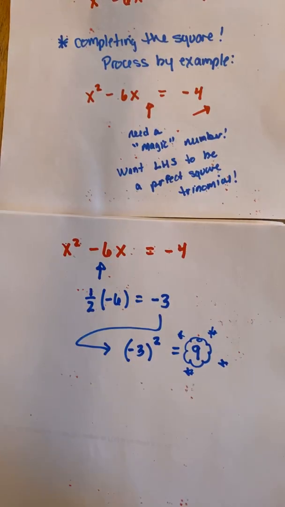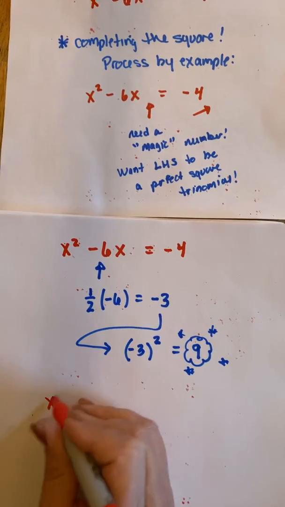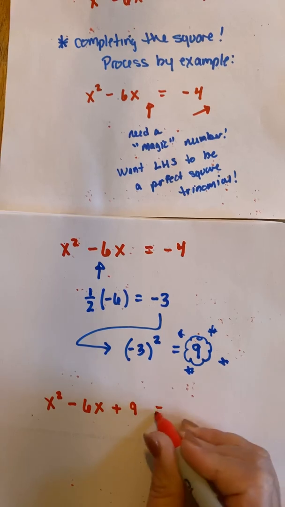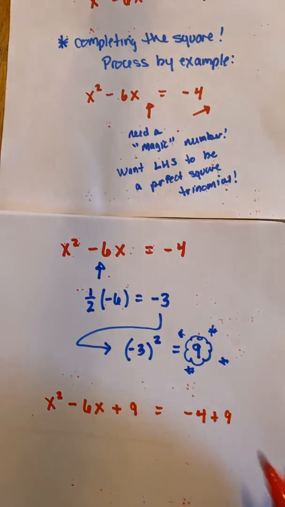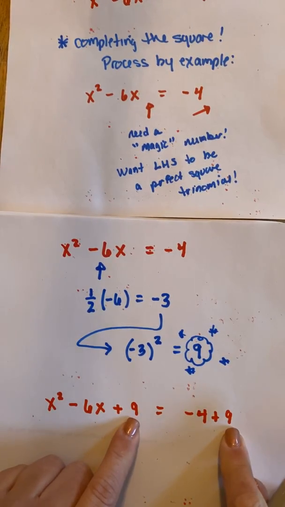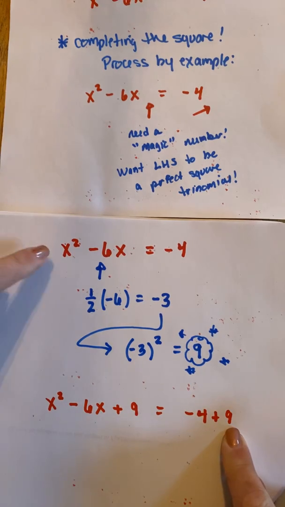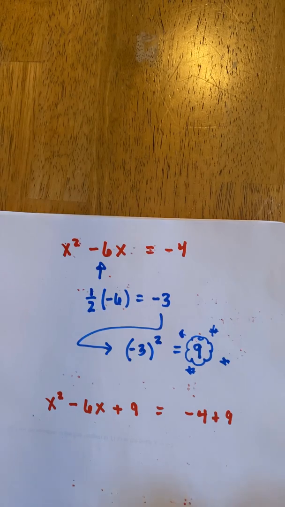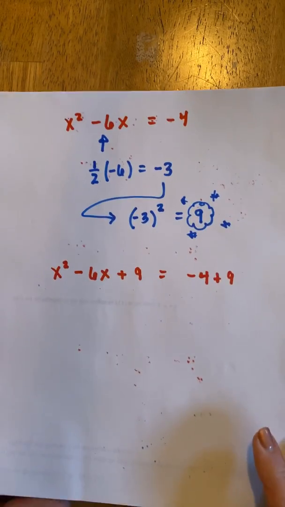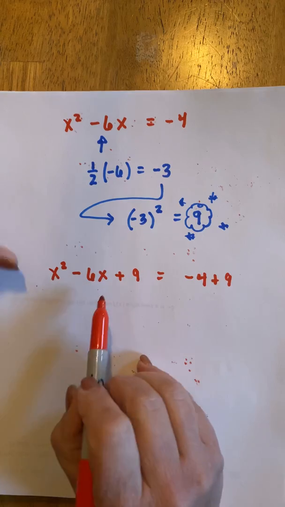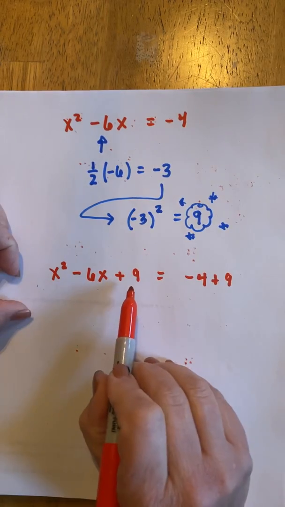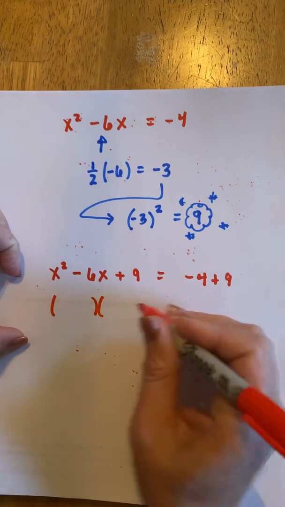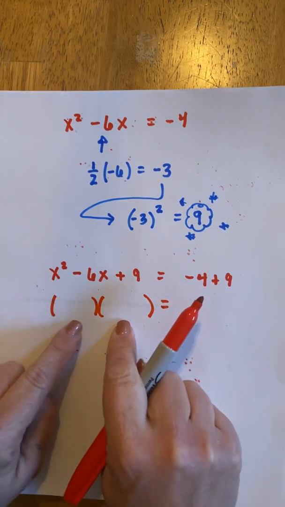So I'm going to add 9 to both sides of this equation. I'm going to turn it into x squared minus 6x plus 9 equals negative 4 plus 9. Now, it's super important that you add it to both sides to maintain the balance. So the solution to this equation is the same as the solution to this equation because we didn't change the balance on each side of the equation. Now, what's the point of making it longer on the left side? Well, if we factor this now, if you choose this number correctly, the left side will be a perfect square trinomial. That is, it will factor nicely, and its factors will repeat.